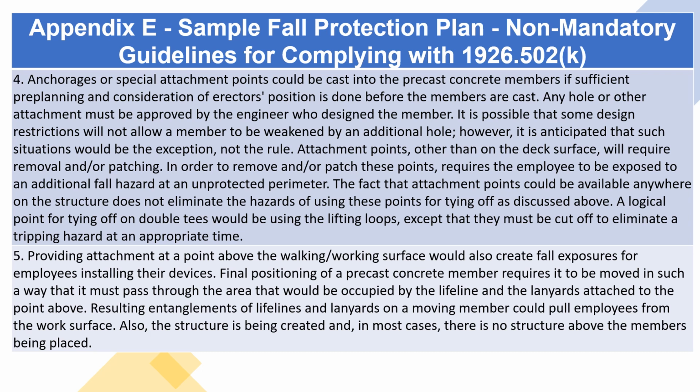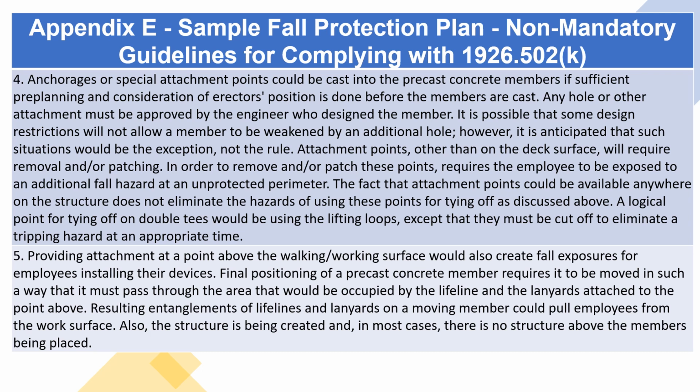In order to remove and/or patch these points requires the employee to be exposed to an additional fall hazard at an unprotected perimeter. The fact that attachment points could be available anywhere on the structure does not eliminate the hazards of using these points for tying off as discussed above. A logical point for tying off on double T's would be using the lifting loops, except that they must be cut off to eliminate a tripping hazard at an appropriate time.